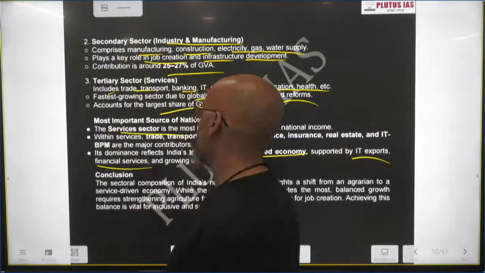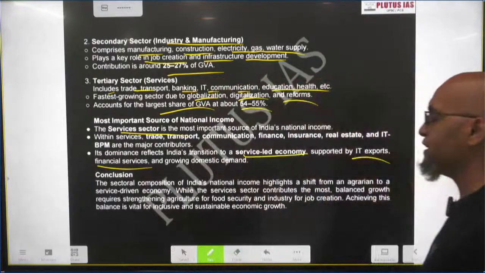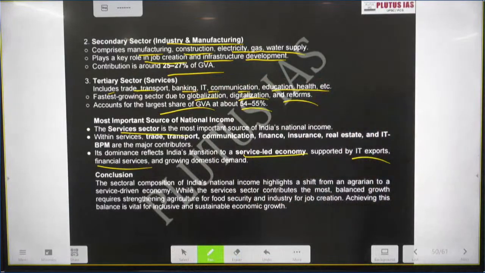Okay. The sectoral composition, then conclusion you could write, sectoral composition of India's national income highlights a shift from an agrarian to a service-driven economy. Okay.